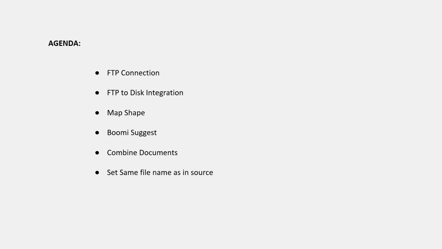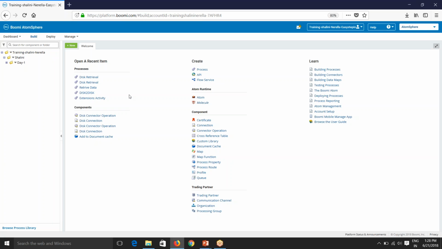We'll then convert them into CSV data and load them into disk. We shall also use few logics like string concat, etc. So we'll be making use of map shape, Boomi Suggest, combined documents, etc. And we'll also set the same file name as in source to the destination file. Okay, so let's get started.